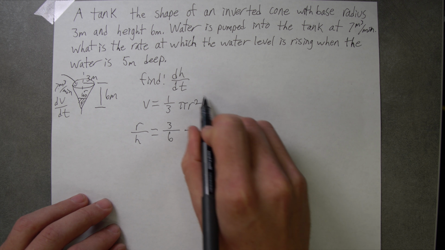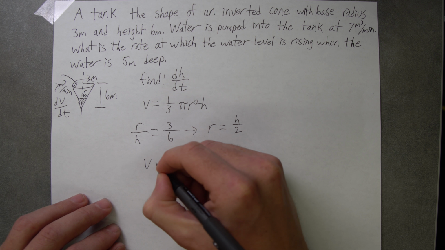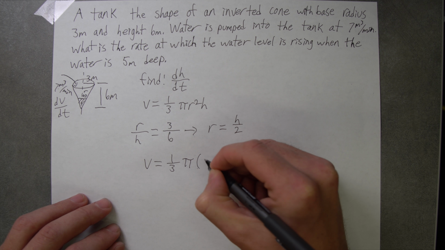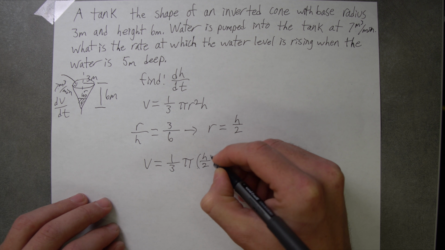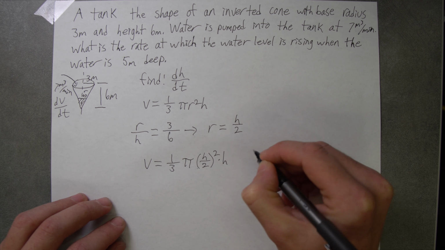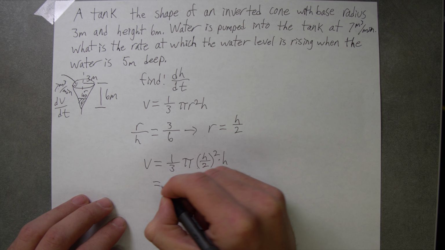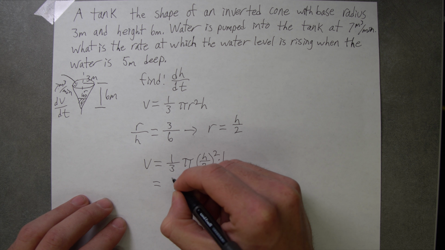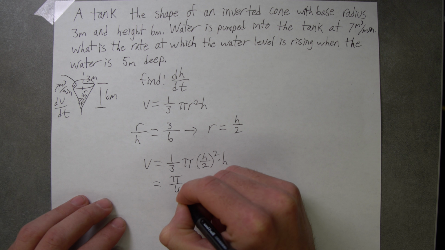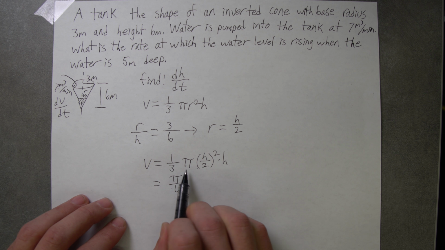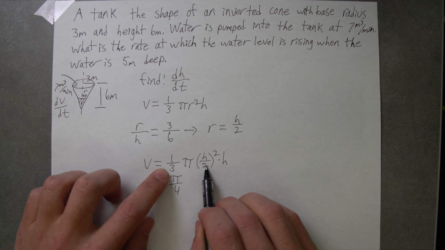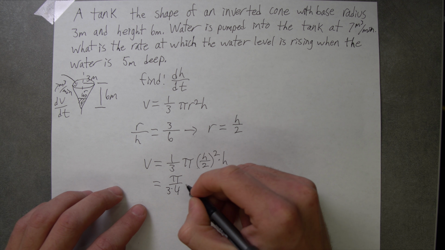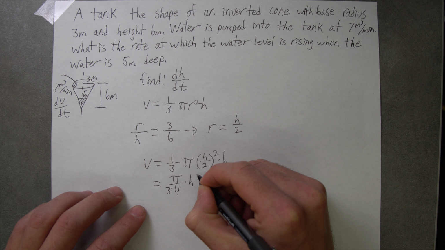So we can rewrite our volume equation as V equals 1/3 pi, instead of r we put h over 2 squared, times h. And from this we get pi over 12. We have a 1/3 here. The squared turns out, so it's going to be 3 times 4, the 4 from here, times h cubed.